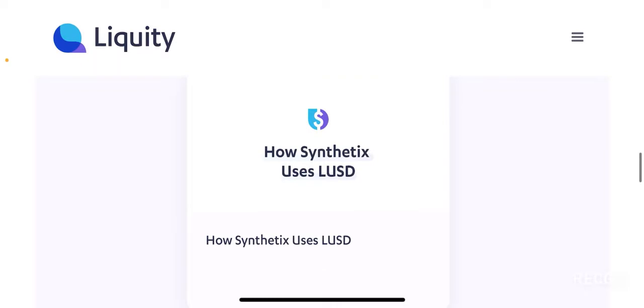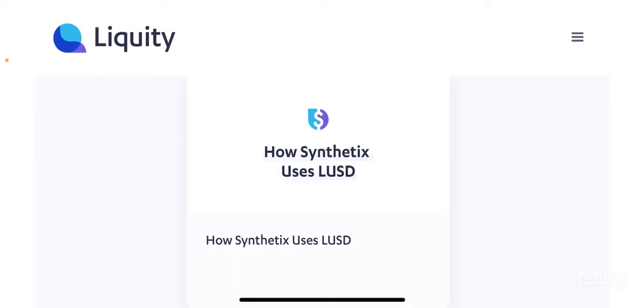So, how Synthetix uses LUSD. They have their LUSD stablecoin, and it's currently being used in the Synthetix platform. Synthetix, if you guys don't know, is a very popular Ethereum-based dApp. It is one of the first platforms on Ethereum to launch a synthetic asset-based trading and borrowing system. And Synthetix is a very gold standard project on Ethereum, which is being copied in multiple different platforms.